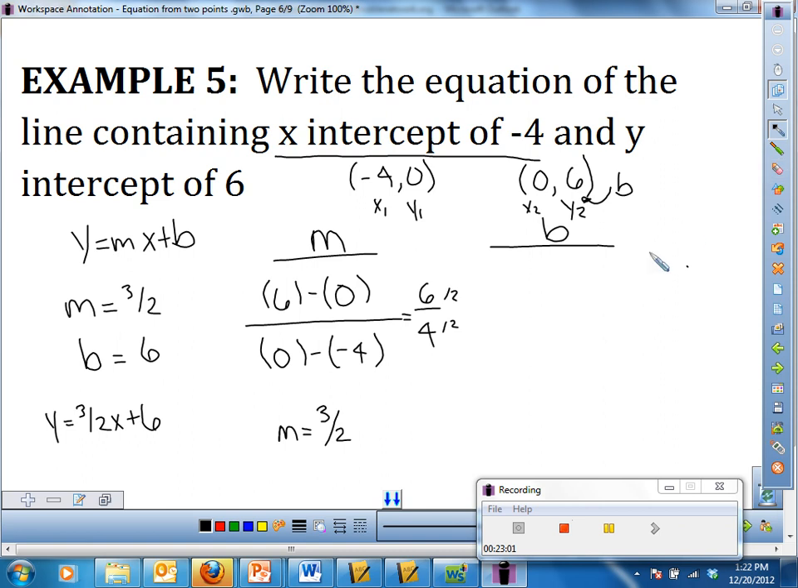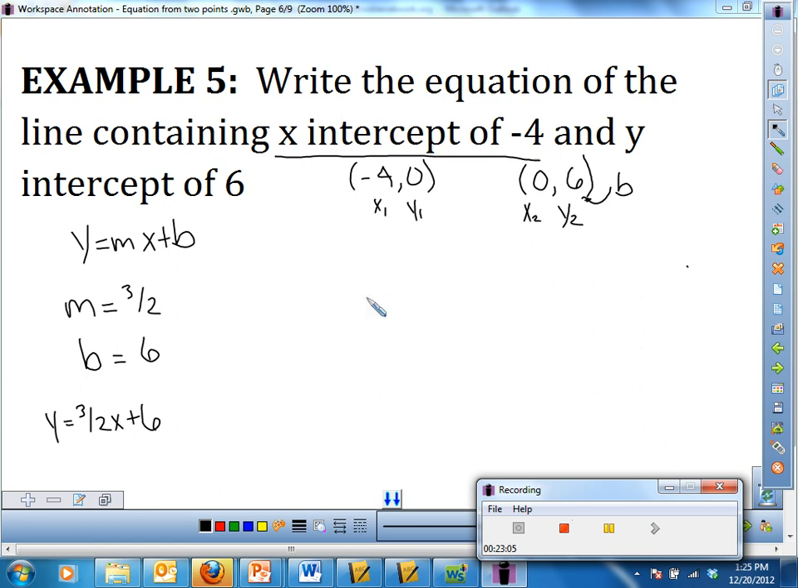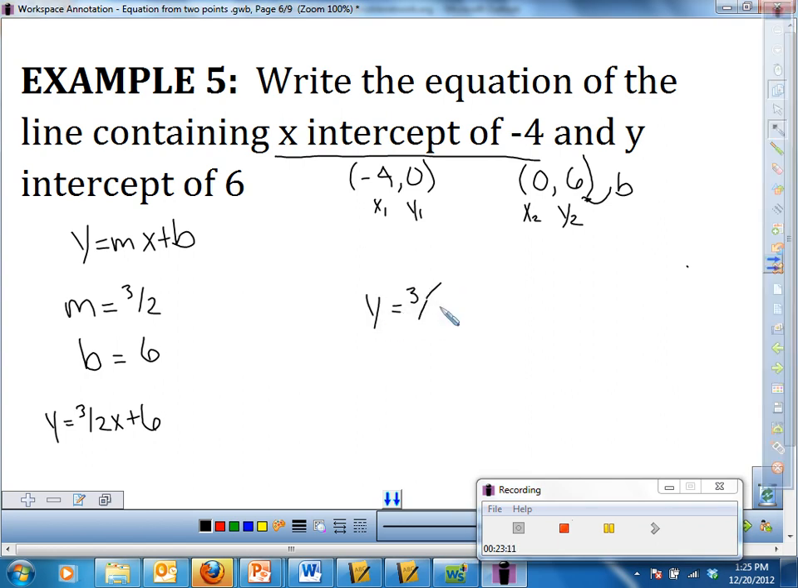Now, just like any good mathematician, we need to check our answers. So I'm going to go ahead and pause. So I have my equation. Y equals 3 over 2x plus 6. I used this point to find b, so I'm going to use this point to check. Y is 0. I'm going to bring down my slope of 3 over 2. Put parentheses to remind myself to multiply. My x value was -4. Bring down my plus 6.